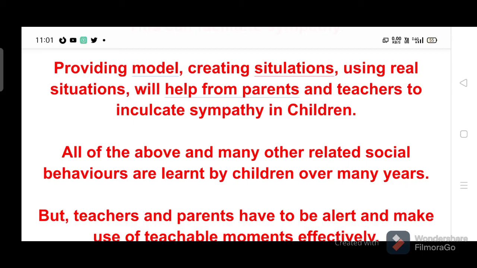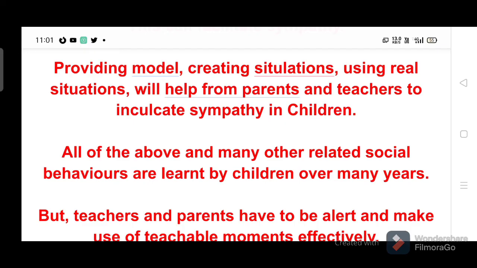So in real situations in life, whenever someone in the family or other children in a preschool are having a certain problem or pain, or they are being hurt, those moments should be used by the teachers and the parents to inculcate sympathy among the children.